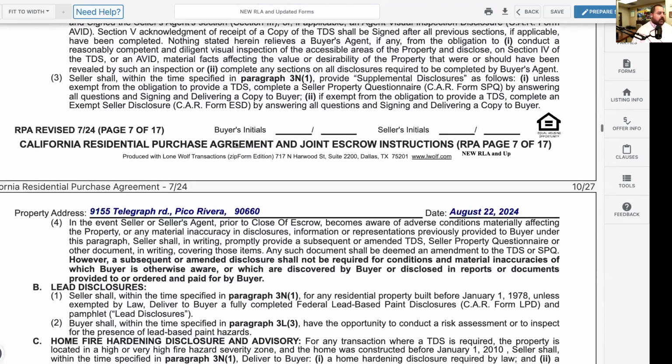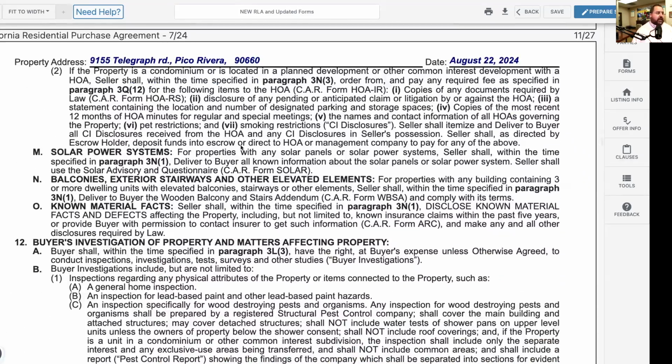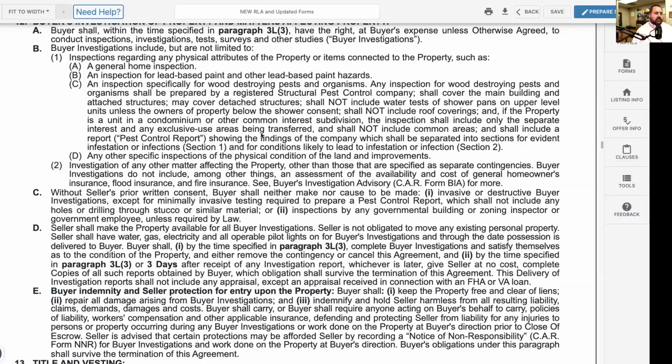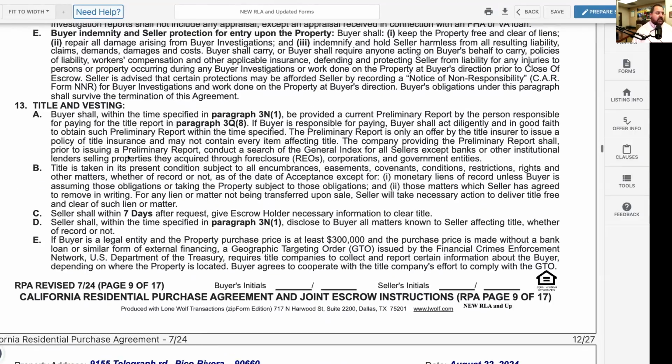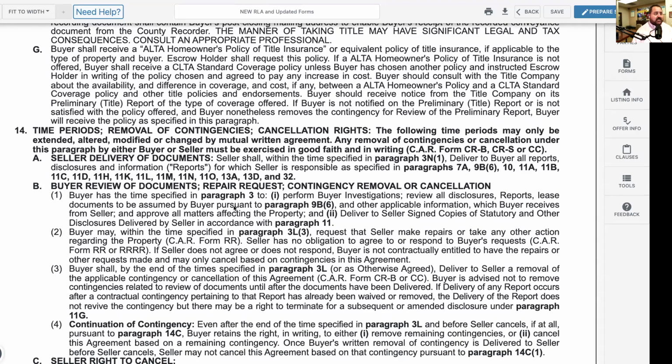All right, let's see. So we went through those disclosures. We're going to jump ahead a little bit here. This is just, again, about the property investigations, the title. These are all the disclosures, the time periods and the removal of contingencies. If you want to know what things the seller is supposed to deliver to you in that 7 days, that was in paragraph 3, right here is all the paragraphs that reference what is required to be delivered to the buyer in that 7 days.